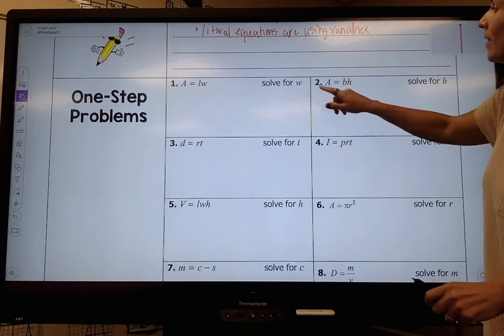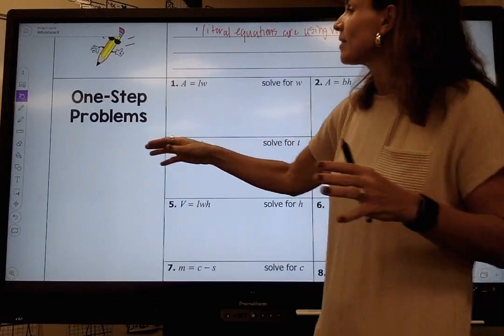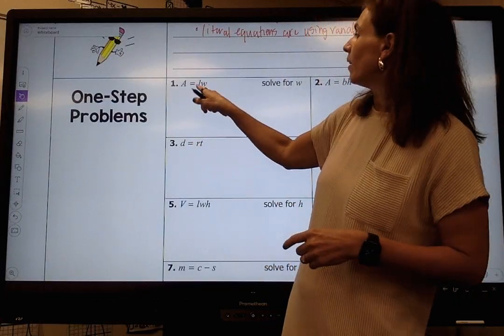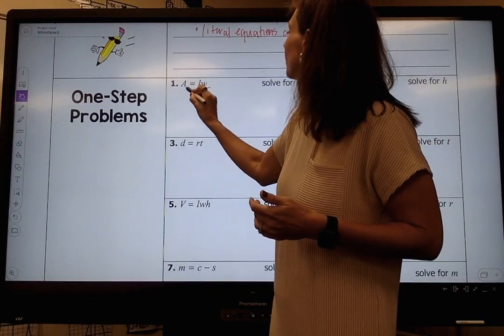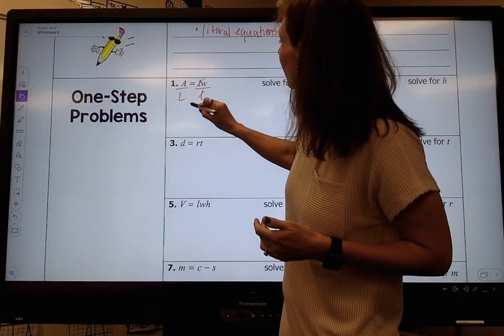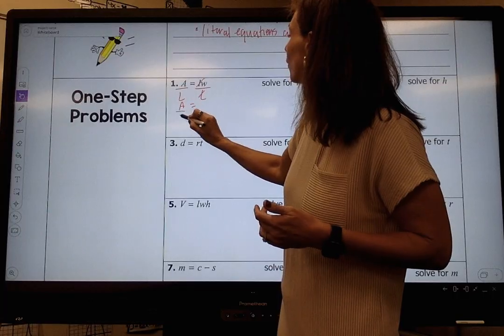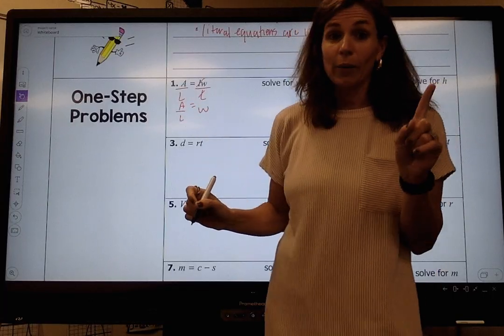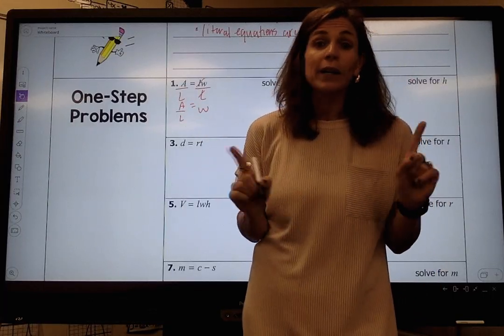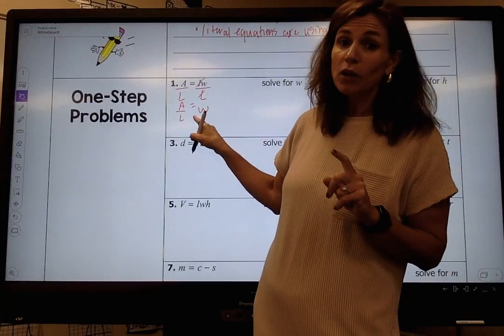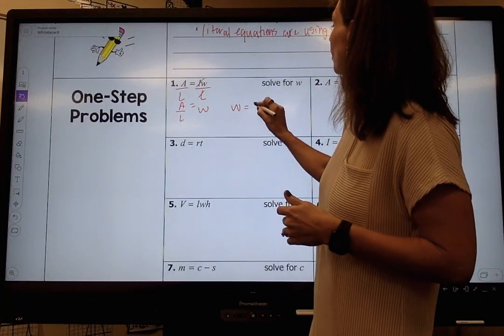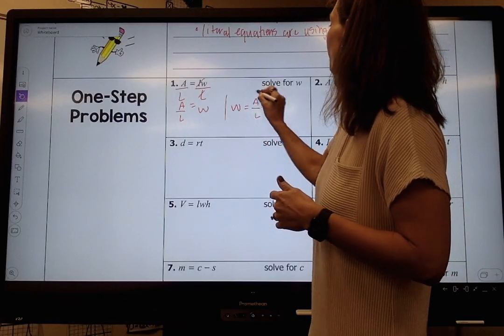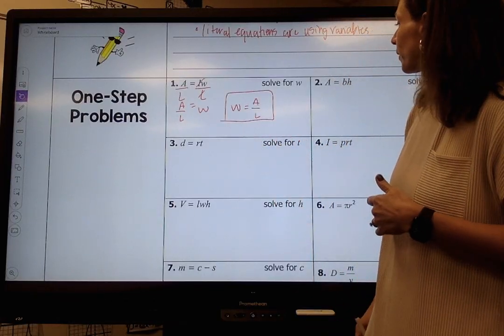So if I want to get w by itself, I have to separate it from L. So I'm going to divide both sides by L. My L's cancel out, and I have A over L equals W. However, I'm going to use symmetric property here. I don't want the variable I'm solving for on the right-hand side. So I'm going to move it to the other side, so W equals A over L. And that's my answer. Okay?